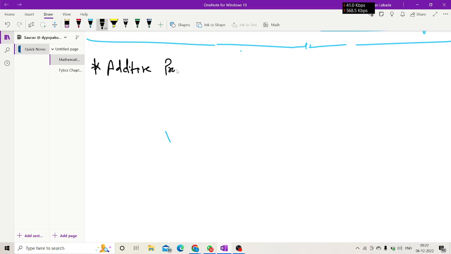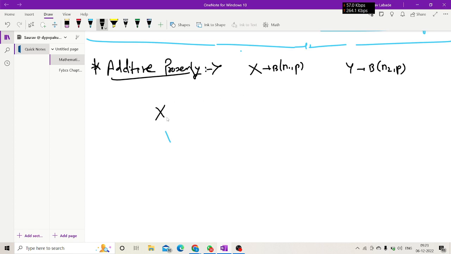Right, so the additive property is simple. So what is the additive property? It is pretty much simple. When I have two variables x and y, where x follows a binomial distribution with parameters n1, p, and y follows a binomial distribution with parameters n2, p, then the additive property says that x plus y will follow a binomial distribution with parameters n1 plus n2, p. That is called the additive property of the distribution.